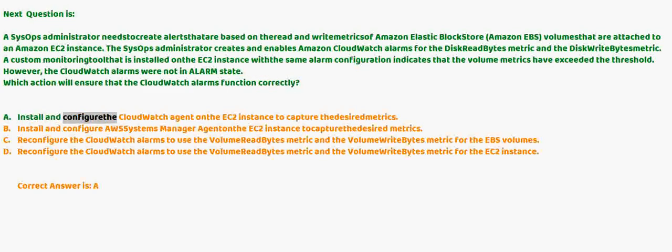A. Install and configure the CloudWatch agent on the EC2 instance to capture the desired metrics. B. Install and configure the AWS Systems Manager agent on the EC2 instance to capture the desired metrics. C. Reconfigure the CloudWatch alarms to use the volume read bytes metric and the volume write bytes metric for the EBS volumes. D. Reconfigure the CloudWatch alarms to use the volume read bytes metric and the volume write bytes metric for the EC2 instance. Correct answer is A.